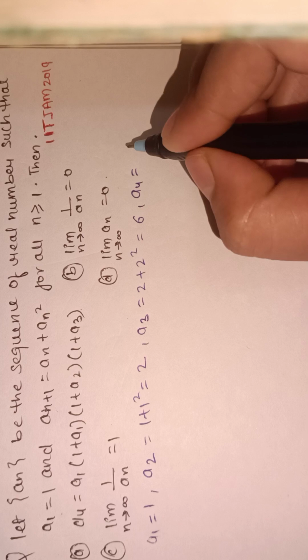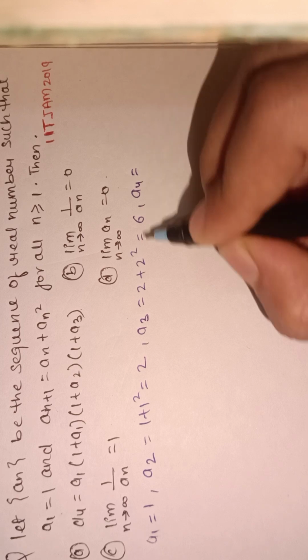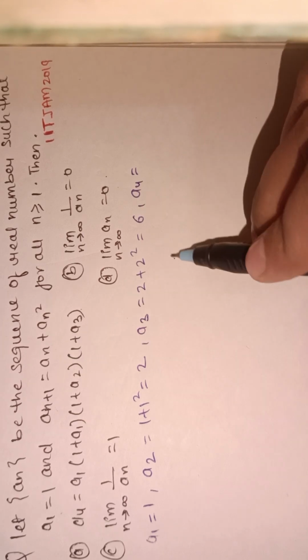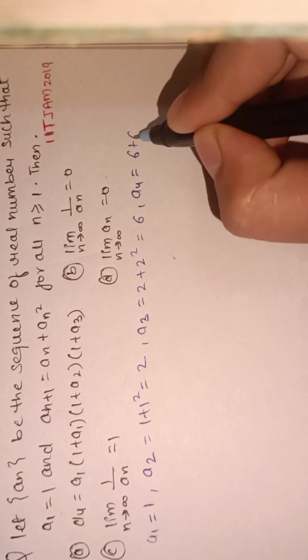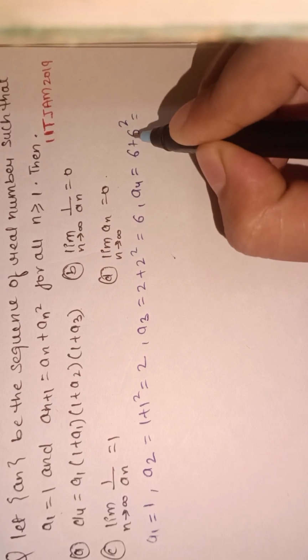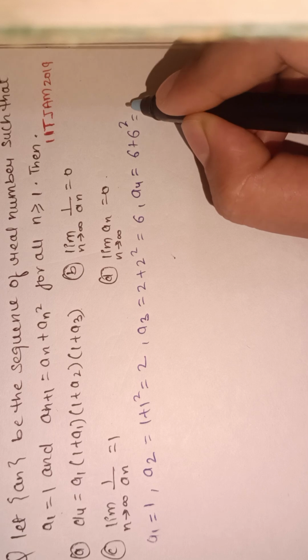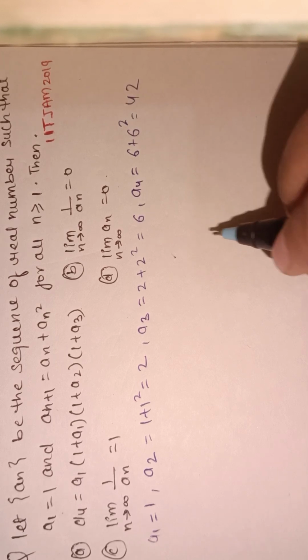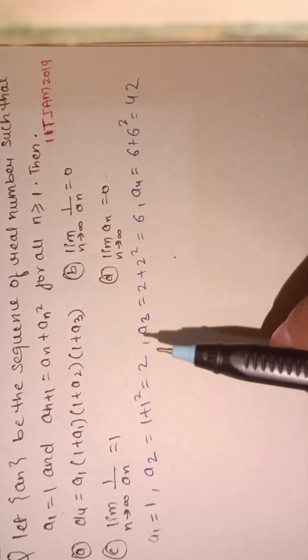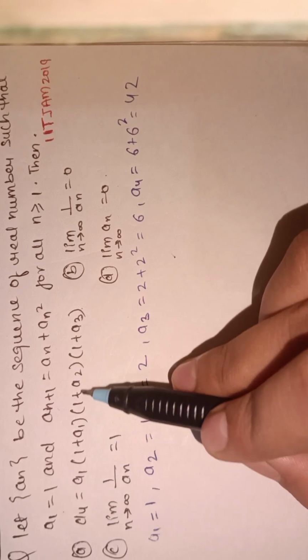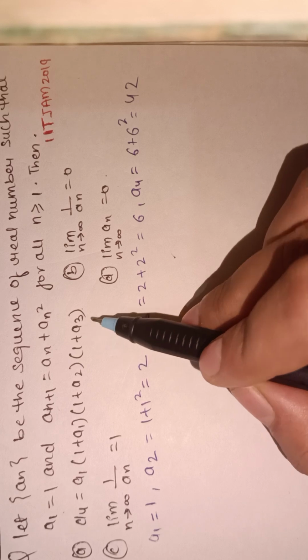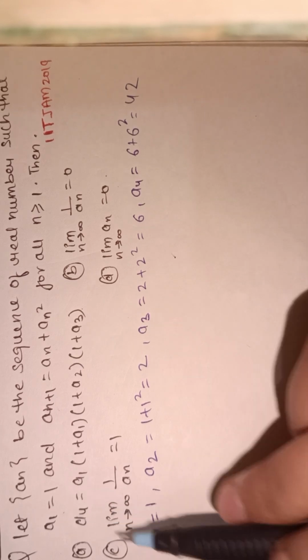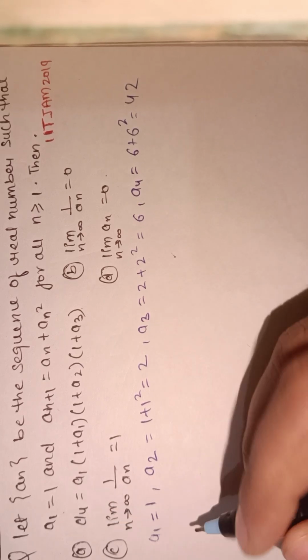If we find a4, what do we get? A4 is equal to what? We put n equal to 3, that is 6 plus 6 square, that is 36 plus 6, that is equal to 42. Right? Now if we see this, if we put a1, a2, a3 here, let's see if a4 gets 42 or not.